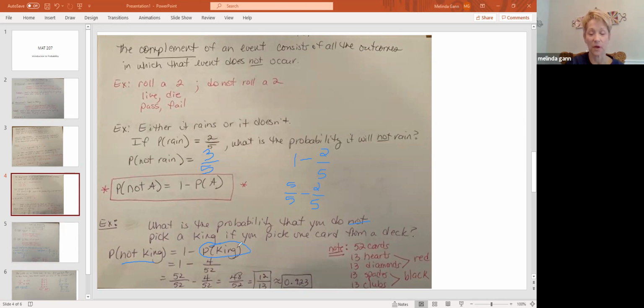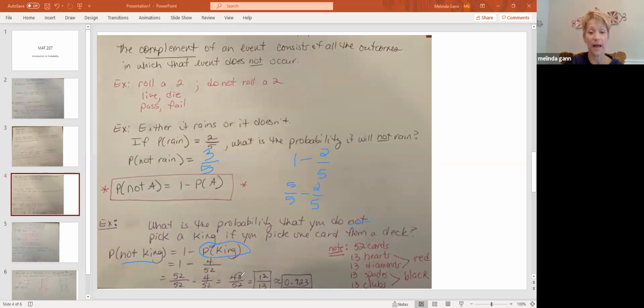Well, how many are kings? Well, again, there's a king of hearts, a king of diamonds, a king of spades, and a king of clubs. So there'd be 4 kings. Well, I need a common denominator, so 52 over 52. So I get 48 over 52. Those will both divide by 4. So I could reduce and get 12/13. That'd be a great answer.